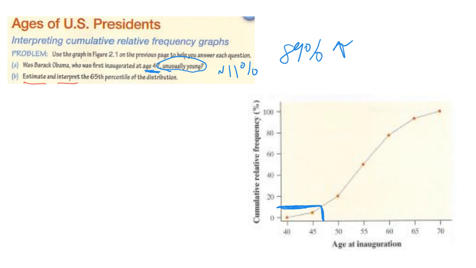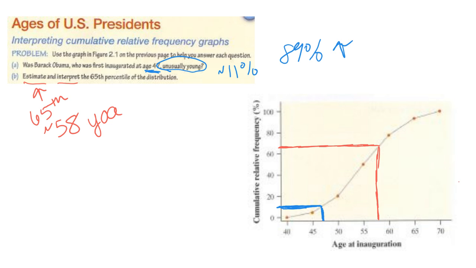So now I'm going to go the other direction on my graph. So now I was given the percentile. So if I come up here to about 65%, draw my line over, and I want to estimate and interpret. So first I'm going to do the estimating part. So if I estimate, I come down, and that gives me approximately 58 years old. So that's my estimate, okay, that the 65th percentile of the distribution is about 58 years of age.